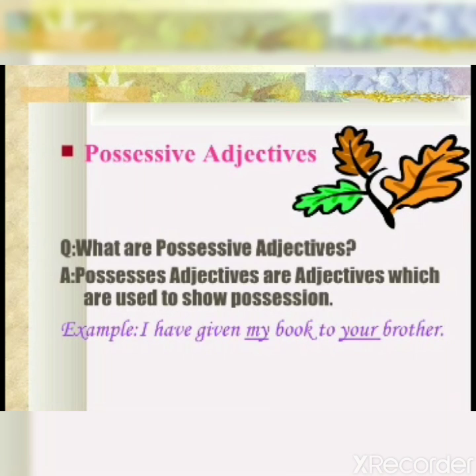For example, I have given my book to your brother. So I have given my book. Whose book is that? My book. So I possess that book. Given to whom? To your brother. Fine. What is the relation with both of them? That he is his brother, your brother. So in this sentence, my and your will be considered as possessive adjectives.